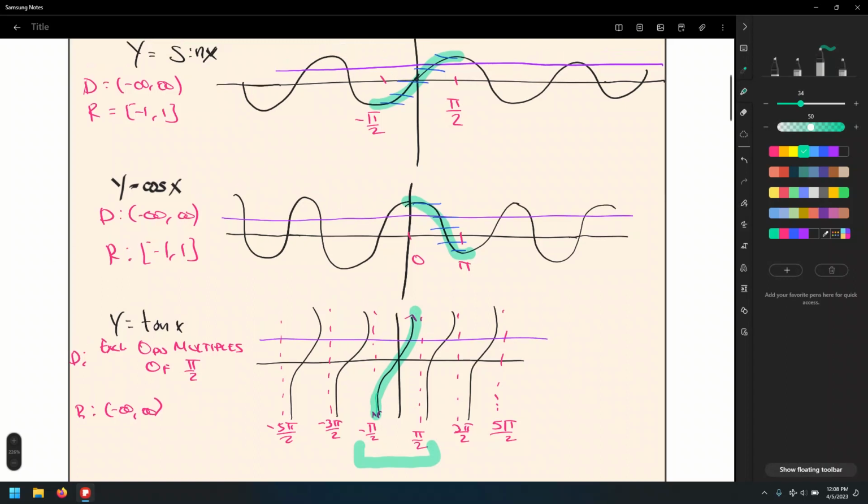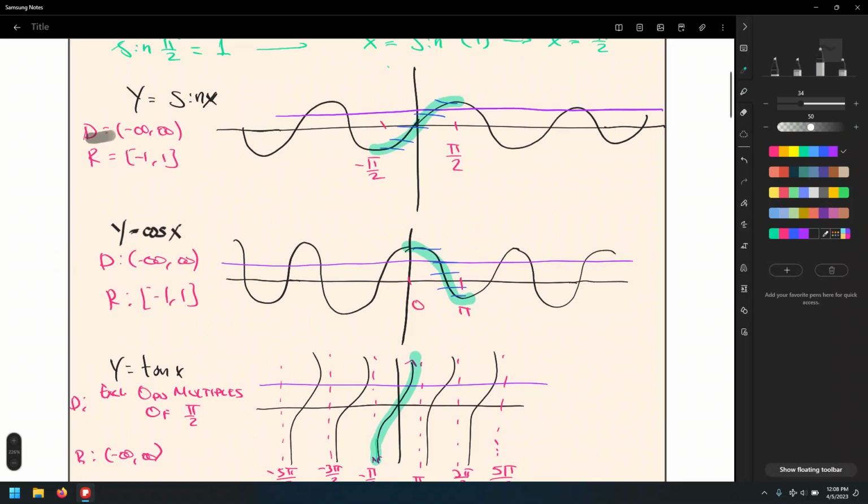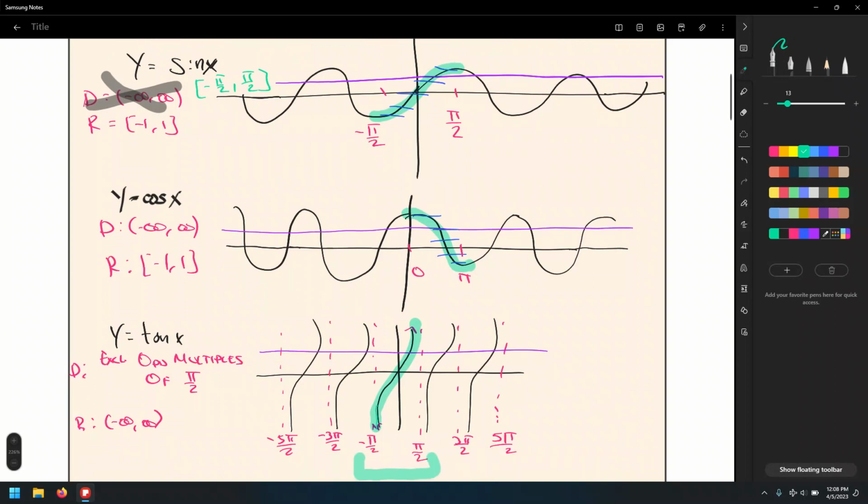In this case, the domain is no longer negative infinity to positive infinity. It's going to be, this time, negative pi over 2 to pi over 2. And for the cosine function, it's no longer all real numbers either. That's going to be between 0 and pi.